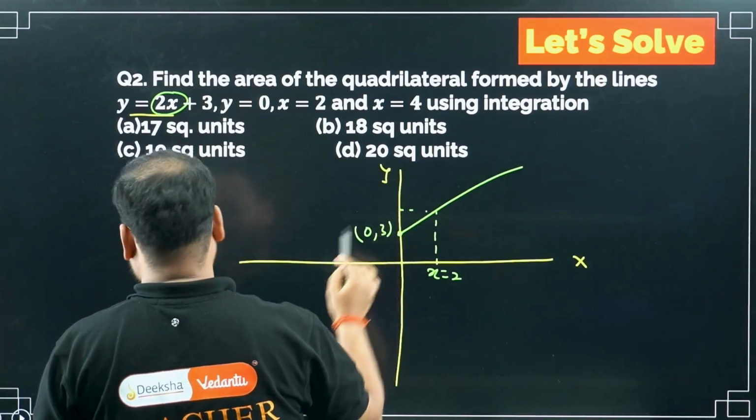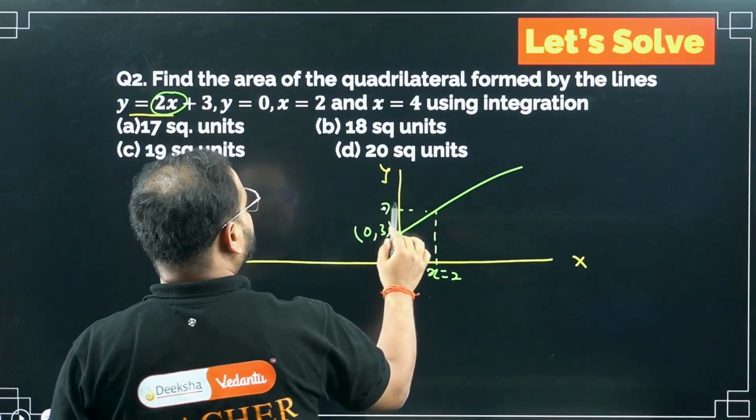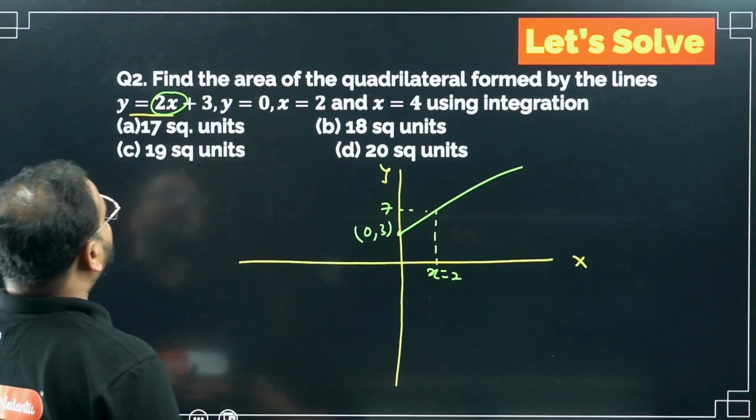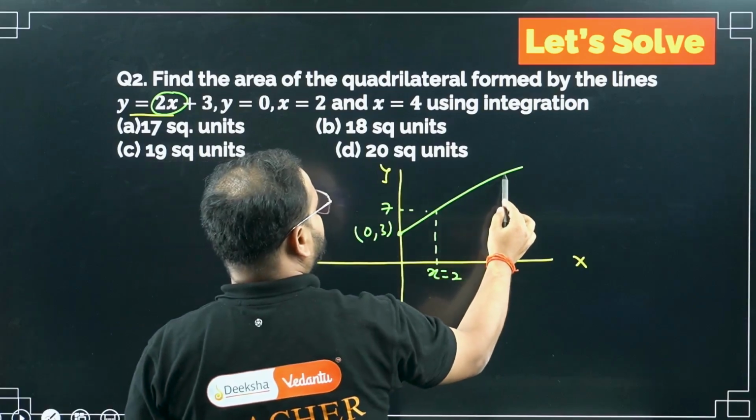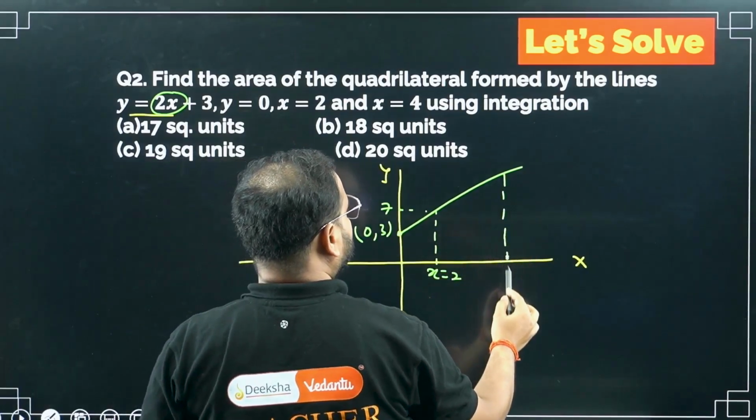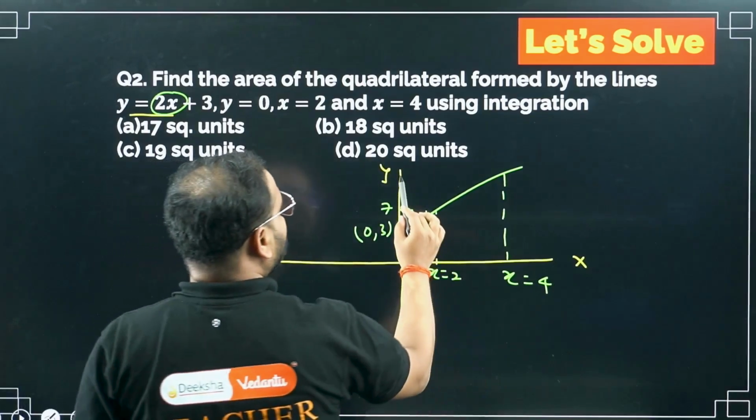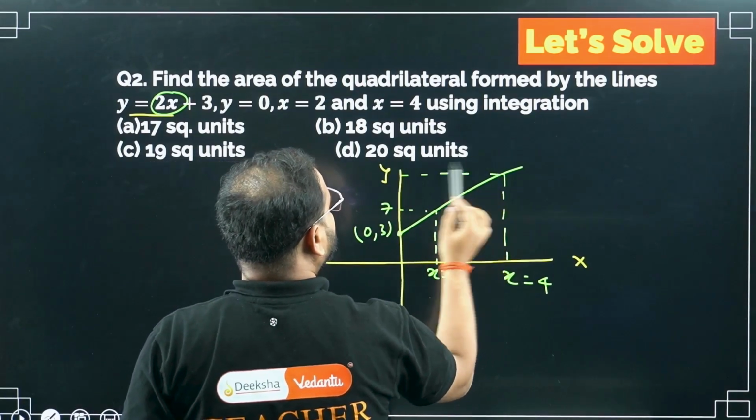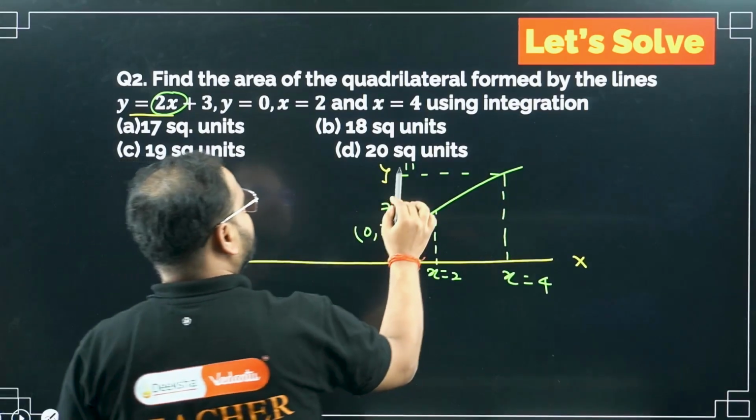Let me rewrite this. This value is what, bacha? This is 7. Okay. What about 4? Put 4. 4 times 2 is 8. 8 plus 3 is 11. Somewhere over here. What is this? x equals 4 line. Correct, no? How much is that going to be? Tell me. Simply, sir, 11.